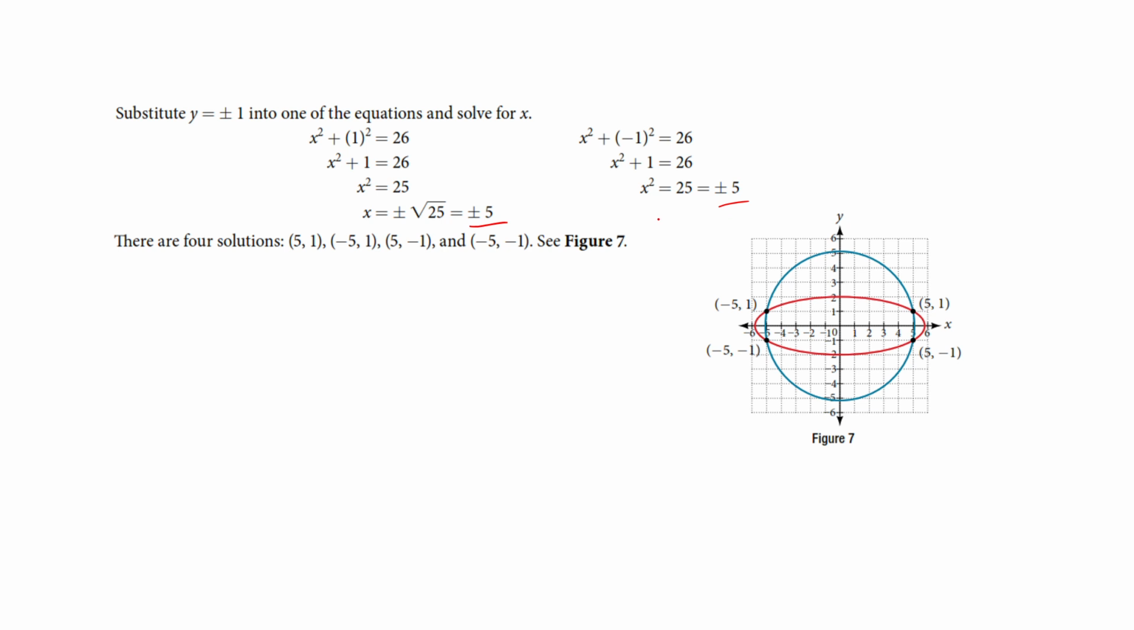So here's what we found. The x's could be 5 or -5. The y's could be 1 or -1. And so what we've got here is (5, 1) and (-5, 1), (5, -1), (-5, -1). So if you see the picture, and this is literally what happens, this ellipse and this circle intersect at 4 different spots.